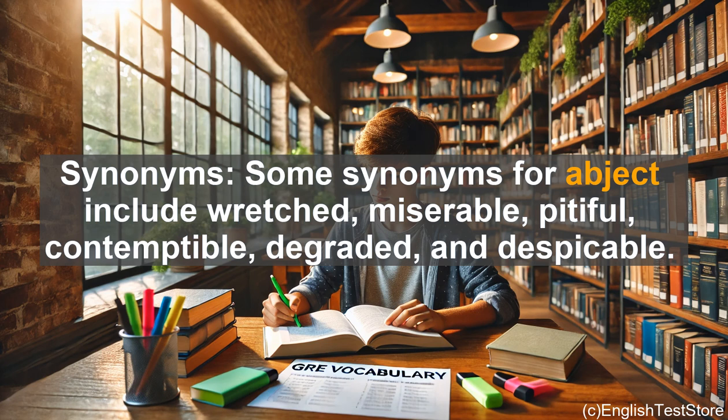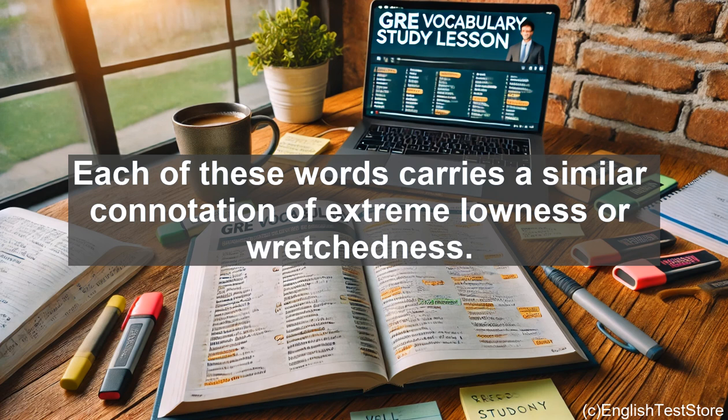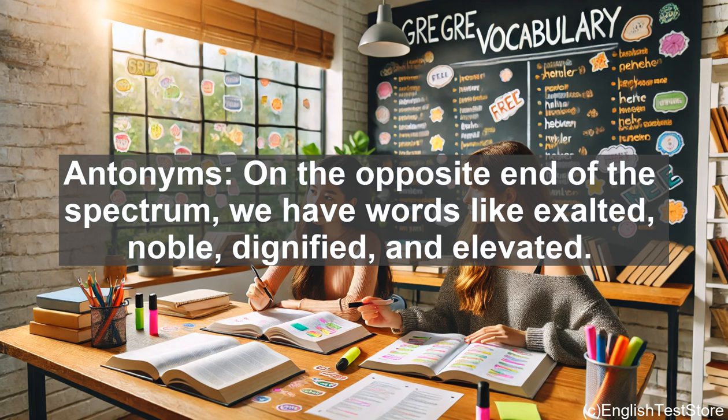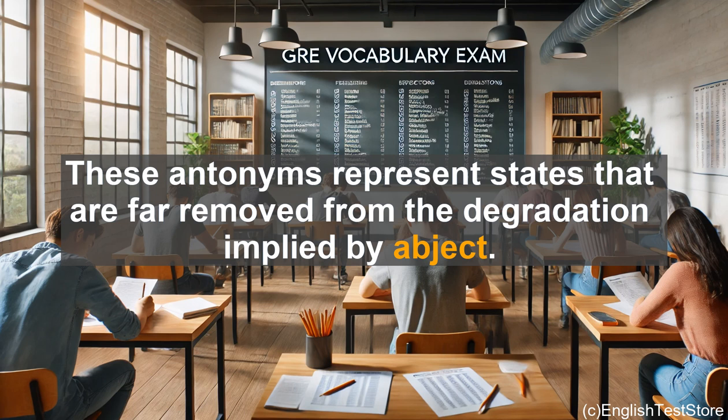Synonyms. Some synonyms for abject include wretched, miserable, pitiful, contemptible, degraded, and despicable. Each of these words carries a similar connotation of extreme lowness or wretchedness. Antonyms. On the opposite end of the spectrum, we have words like exalted, noble, dignified, and elevated. These antonyms represent states that are far removed from the degradation implied by abject.